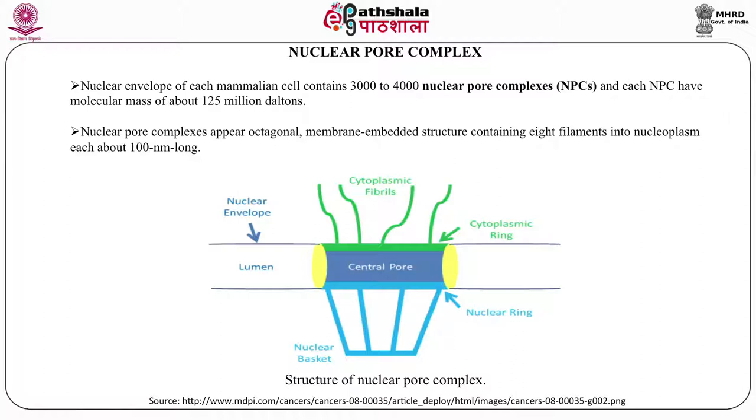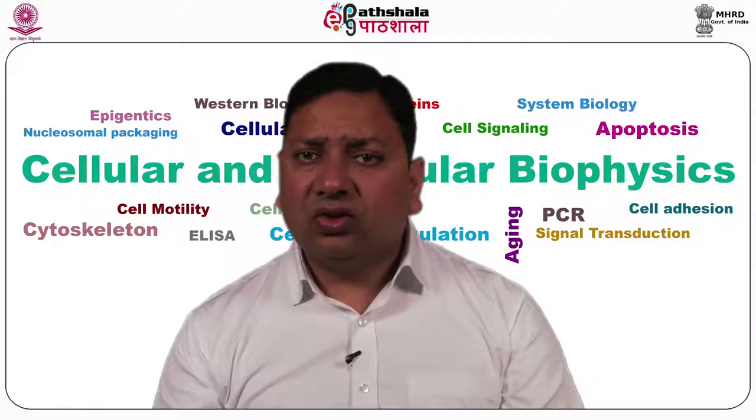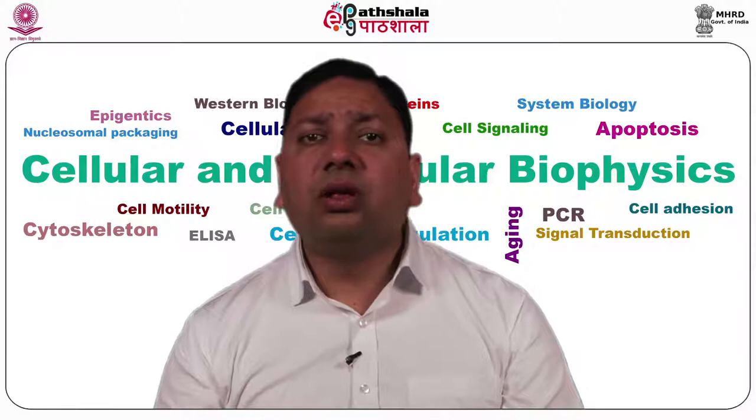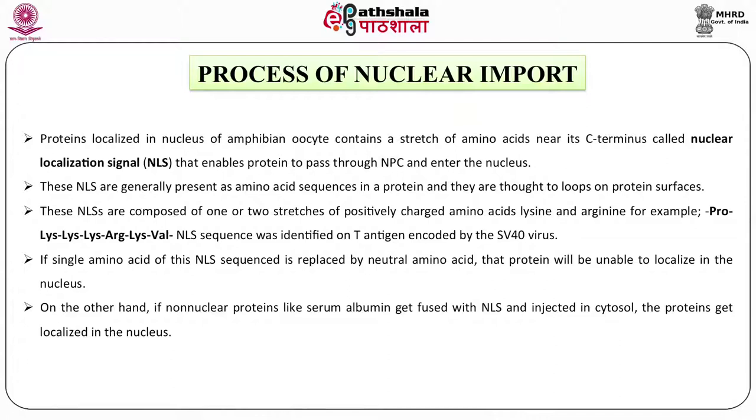Proteins localized in the nucleus of an amphibian oocyte contain a stretch of amino acids near the C-terminal that we call nuclear localization signals, which enable the protein to pass through the nuclear pore complex and enter the nucleus.